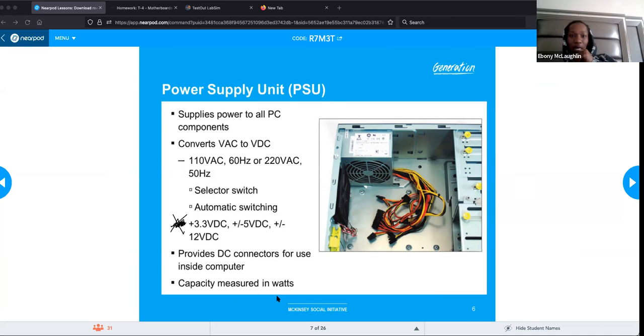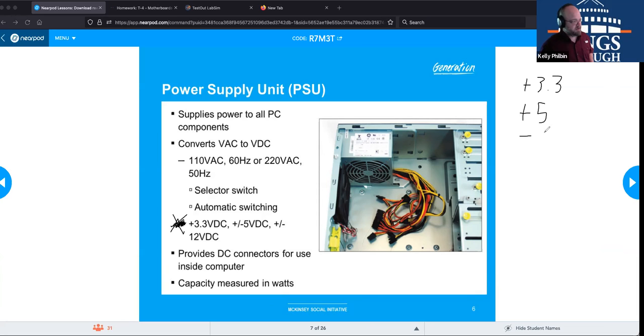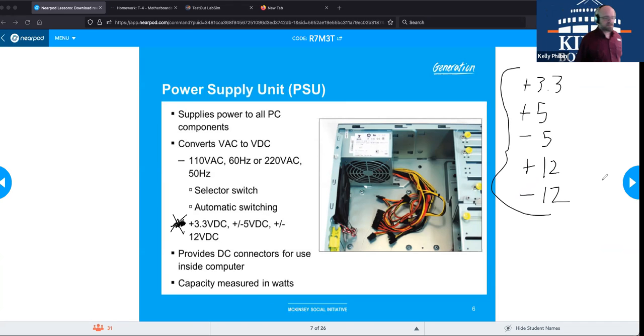You said it's 5 voltages, but it's only 3 different numbers. I don't understand that part. So what makes it 5? He's going to write them out. Positive 5, negative 5, positive 12, and negative 12. So 5 total voltages. Does that make sense? Okay, now it does.